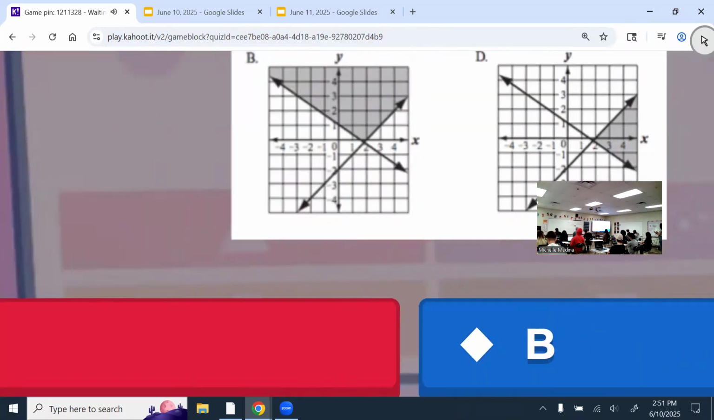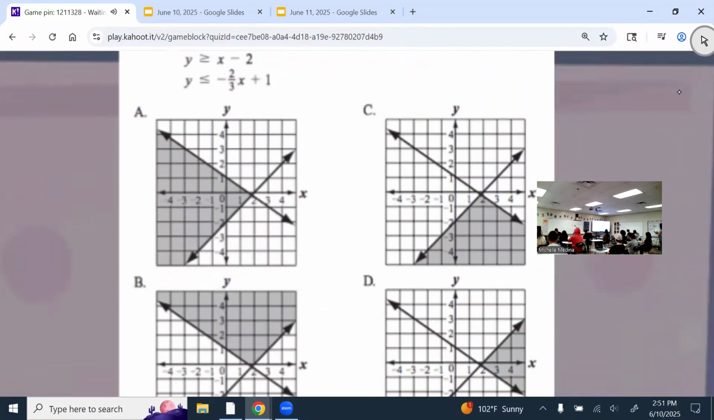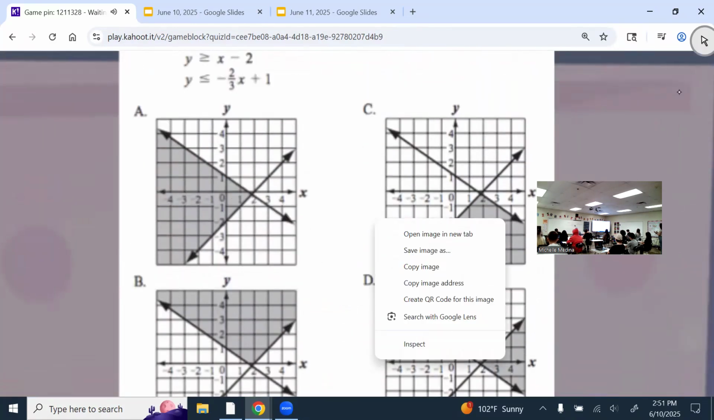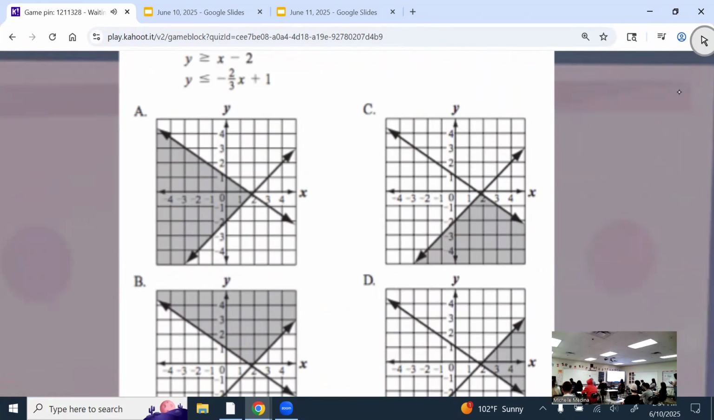All right, so which one represents this inequality? And these are slightly off from the answers. When you pick your answers, it goes in this order, which does not match what you see here.